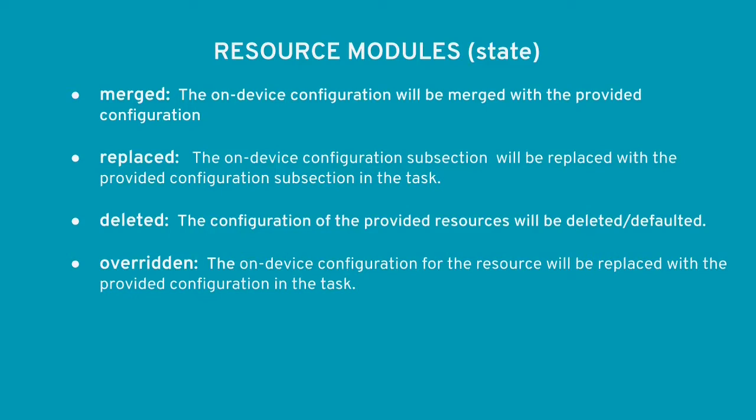The next one is deleted. The configuration of the provided resource will be deleted or defaulted. So with delete, you could simply delete the attributes or that particular resource, or if deletion is not permitted, then you could set that to default. The next one is overridden. The on-device configuration for the resource will be replaced with the provided configuration in the task. So basically it should be like overwritten here.